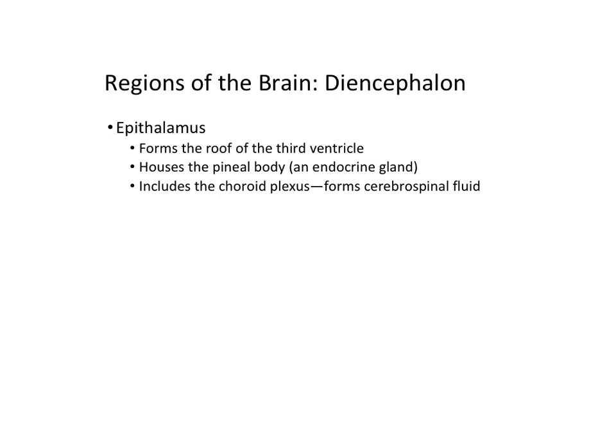The epithalamus is the roof of the third ventricle, so it houses the pineal gland, which is another endocrine gland, and it also includes the choroid plexus, which is what forms cerebrospinal fluid, which is the liquid that bathes the brain and spinal cord within the skull and spinal cavity.